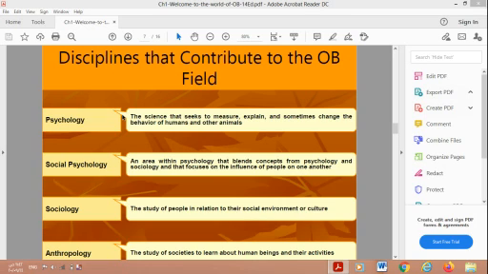So it is the study of people in relation to their social environment or culture. So how can this science contribute to organizational behavior? It can benefit organizational behavior in studying the environment, the formal organization theory, the organizational technology, the organizational change, and the organizational culture. Okay, and the last science, or discipline, which contributes to the organizational behavior field is anthropology.